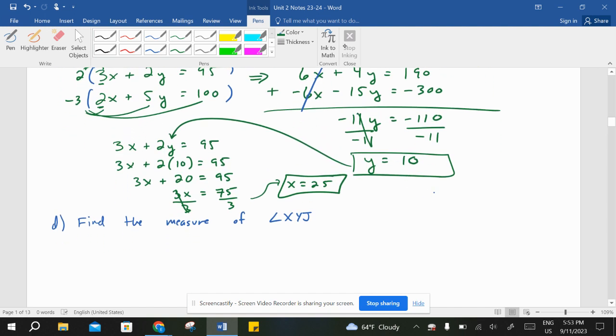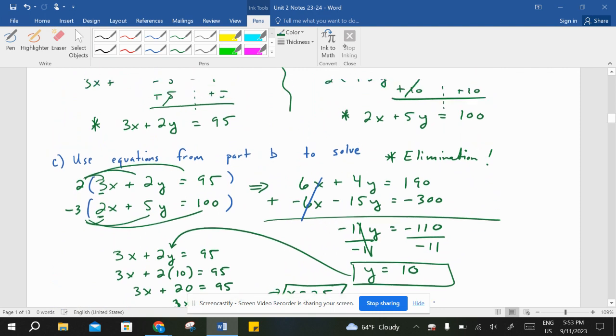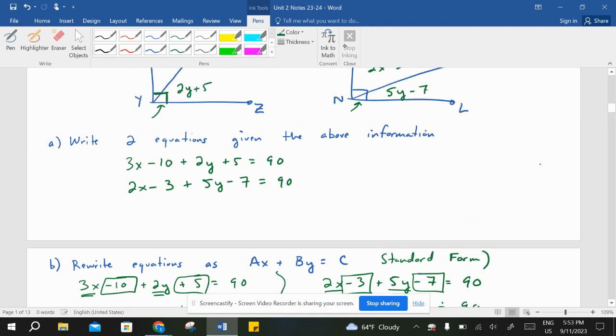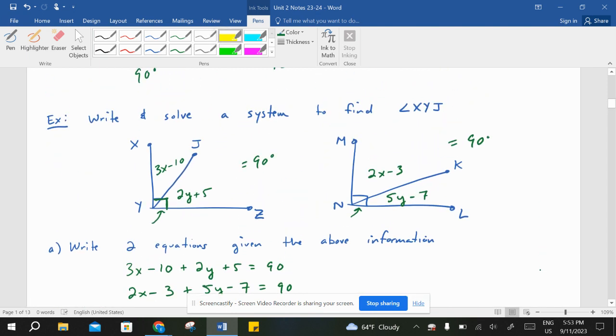But the last thing I want you to do is to find the measure of angle XYJ. So I'm going to go back to my picture here, because I need to remember what the measurement of XYJ was. Okay, so XYJ, again, the important letter here is your middle one, that is your vertex. So XYJ is this top angle of the first one, which is 3x minus 10.